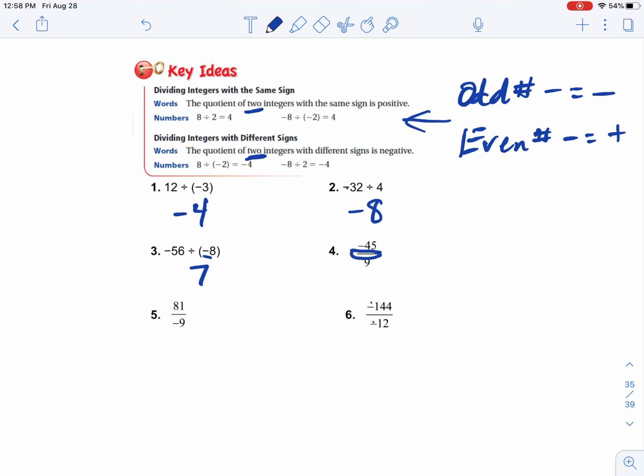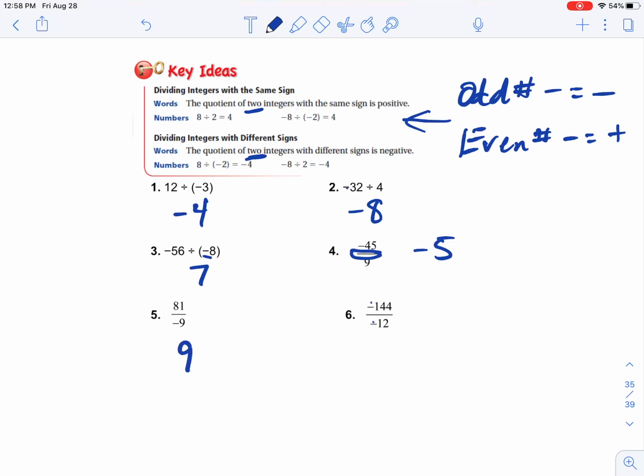Now, let's talk about this for a second. That fraction bar right there is another way to represent division. And some of you, again, may have known that. Some of you may not have known that. So that fraction bar is just another way to say division. So if you have 45 divided by 9, you have yourself 5. And then there's one negative, so therefore that is a negative 5.